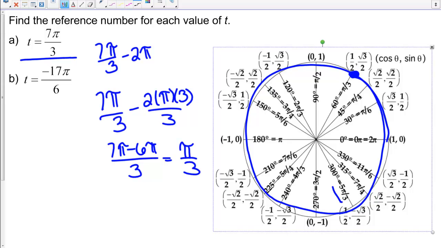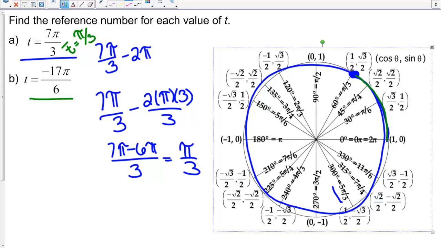So what is the reference number? So this is my shortest distance, and that is pi over 3, my reference number. Okay. What if we have negative 17 pi over 6?